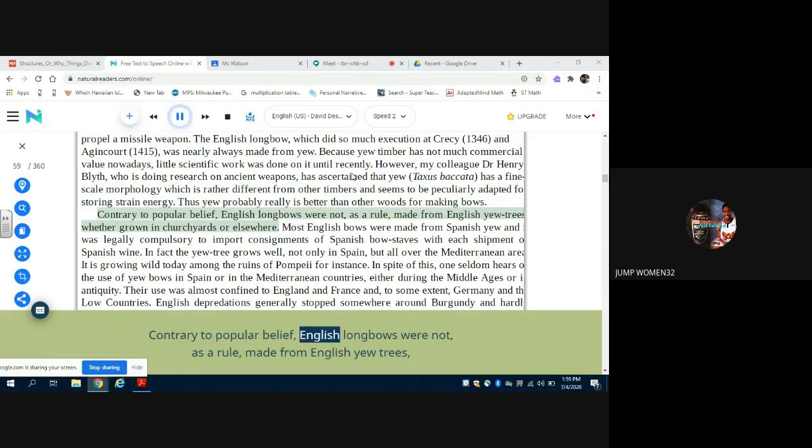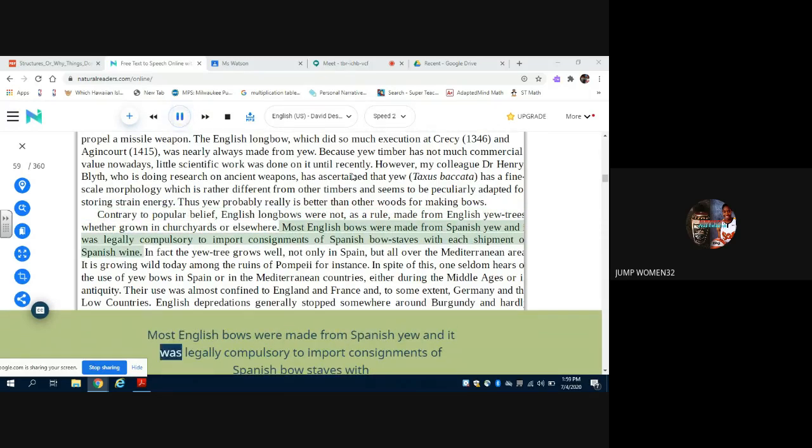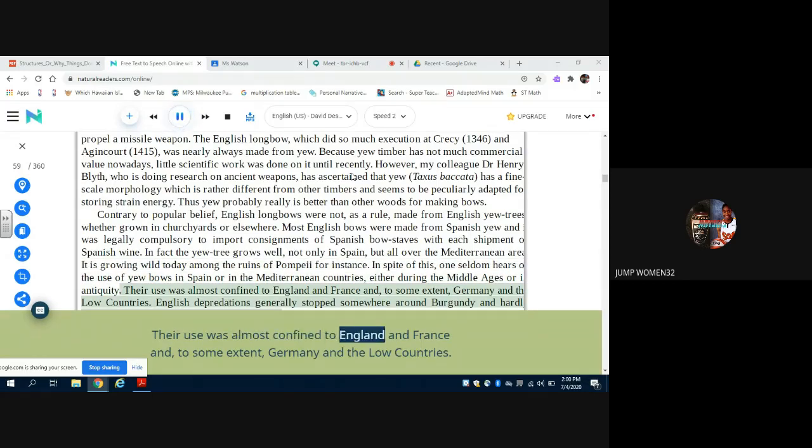Contrary to popular belief, English longbows were not, as a rule, made from English yew trees, whether grown in churchyards or elsewhere. Most English bows were made from Spanish yew, and it was legally compulsory to import consignments of Spanish bow staves with each shipment of Spanish wine. In fact, the yew tree grows well, not only in Spain, but all over the Mediterranean area. It is growing wild today among the ruins of Pompeii, for instance. In spite of this, one seldom hears of the use of yew bows in Spain or in the Mediterranean countries, either during the Middle Ages or in antiquity. Their use was almost confined to England and France and, to some extent, Germany and the Low Countries. English depredations generally stopped somewhere around Burgundy and hardly ever spread south of the Alps or the Pyrenees.